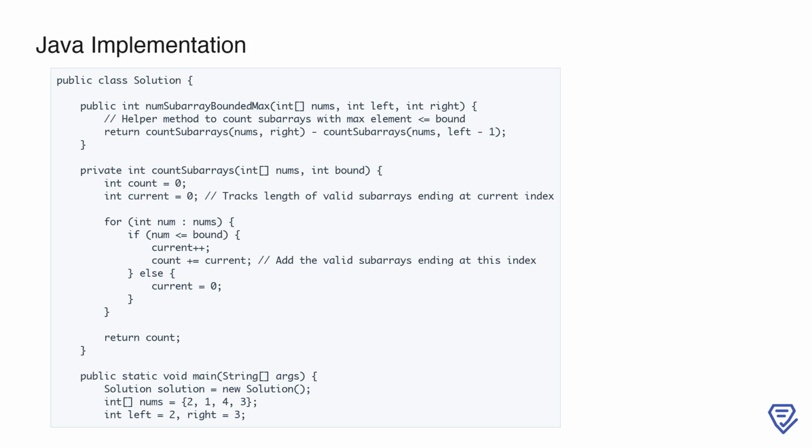Next, let's look at the countSubarrays method itself. It iterates through the array, maintaining two variables, current, which tracks the length of valid subarrays ending at each index, and count, which accumulates the total number of valid subarrays. If the current element is less than or equal to the bound, we increment current and add its value to count. Otherwise, we reset current to 0, breaking the chain of valid subarrays. This efficient approach ensures that we consider all subarrays without explicitly generating them.